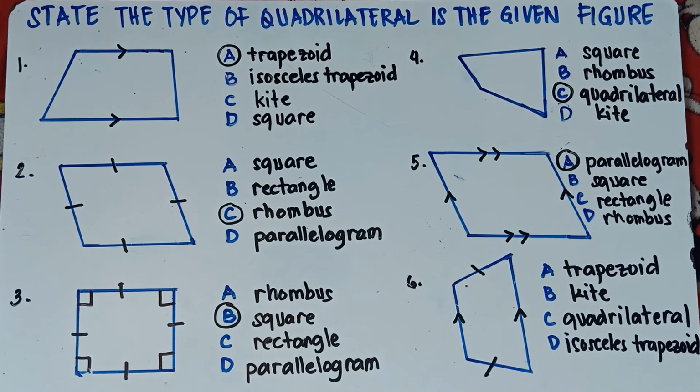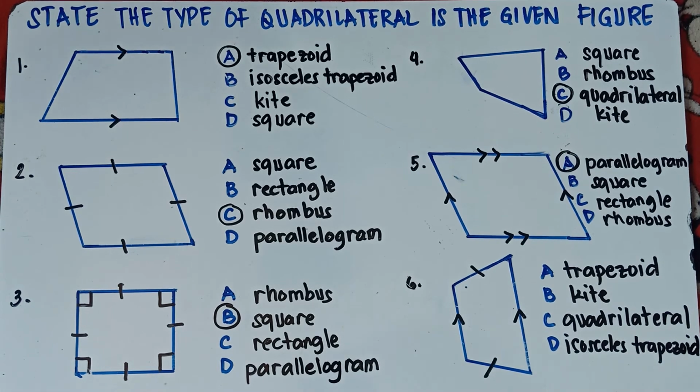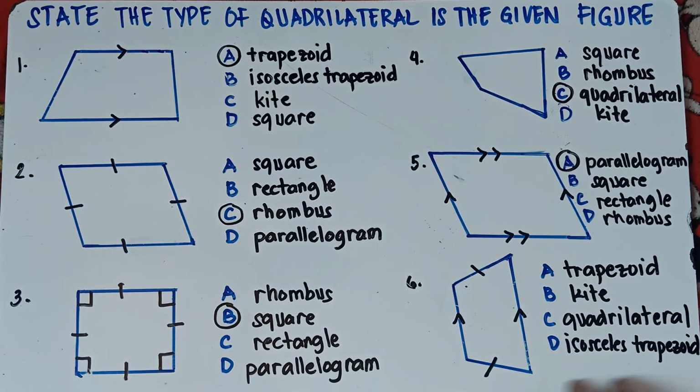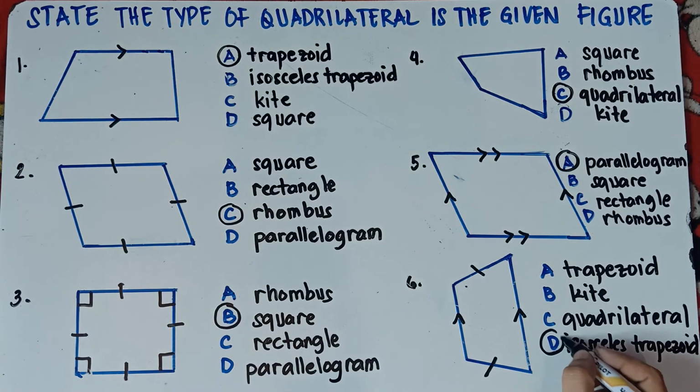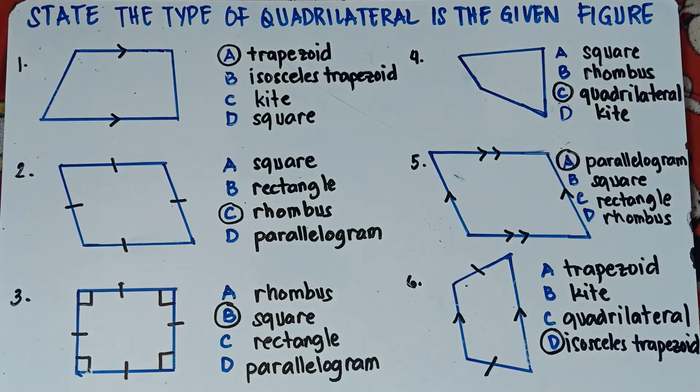Alright, number 6. So we have 1 pair of parallel sides and 2 legs have the same measure. So 1 pair of parallel sides, that's trapezoid. So is it A, trapezoid, B, kite, C, quadrilateral, or D, isosceles trapezoid? What's the answer, class? That's correct. It should be an isosceles trapezoid because we have 1 pair of congruent sides. This side is congruent to this side. These legs are congruent. At the same time, we have 1 pair of parallel sides. So it should be an isosceles trapezoid. Alright, that's the answer, class, for number 6.